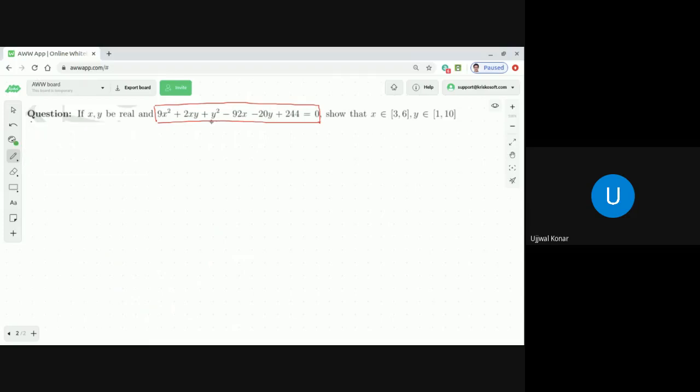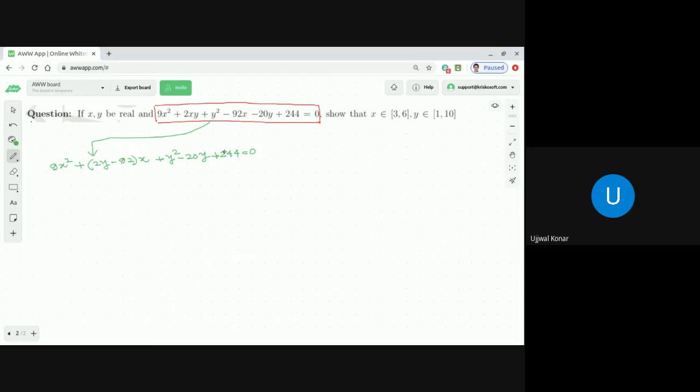So let me first express it as a quadratic equation in x. If we express it this way, what we are going to get, dear students, is something like this: 9x square plus (2y minus 92) into x plus y square minus 20y plus 244 equal to 0. You also do along with me, dear students.